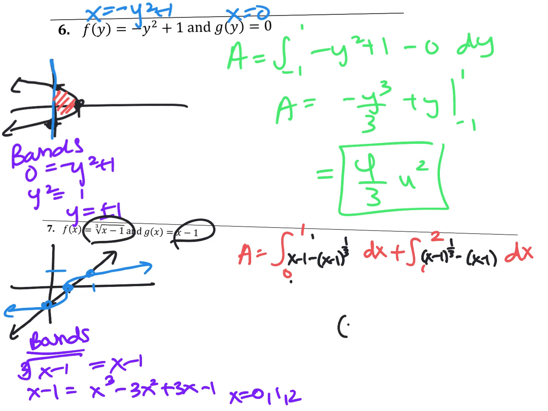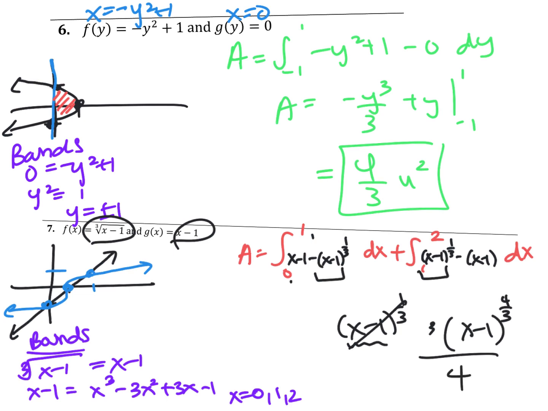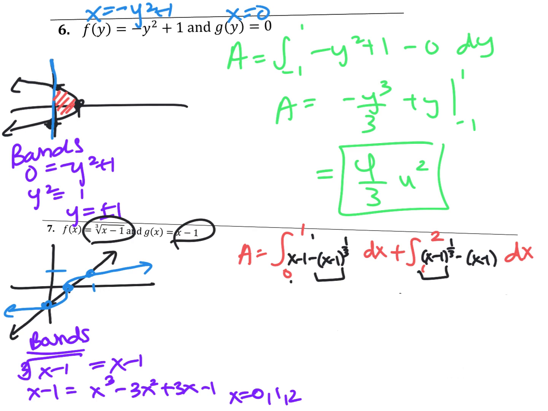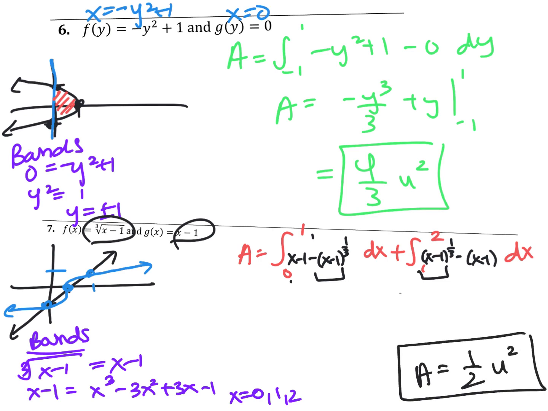Now, just as a reminder, when you're integrating something like this, you can still use the power rule. The derivative of the inside function is 1, so you can just add 1 to the exponent, which would make it x minus 1 to the 4/3, and divide by 4/3 or multiply by 3/4. So that's how you would integrate this piece on both of them, whether it's positive or negative. I just wanted to kind of refresh your memory there. You could also use U substitution if that made you feel a little bit more comfortable. So the final answer on this last one actually simplifies down really nicely to be 1/2 units squared.